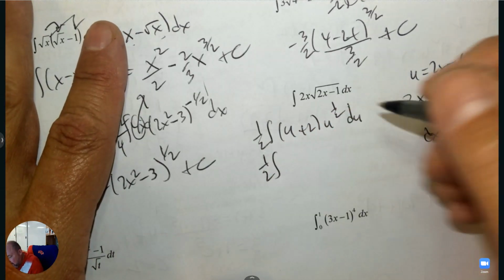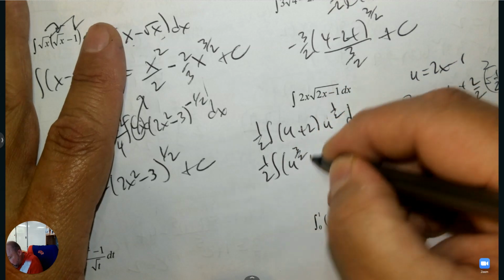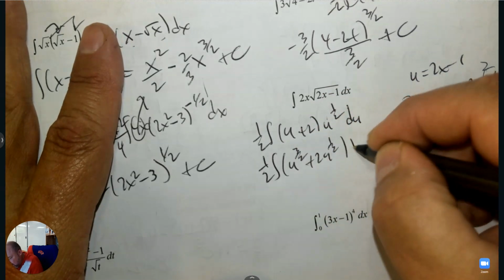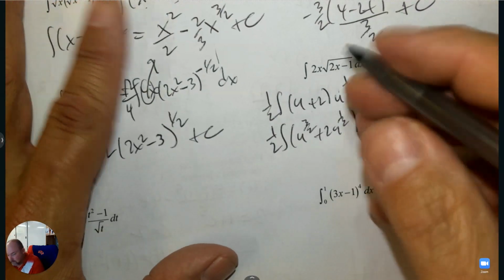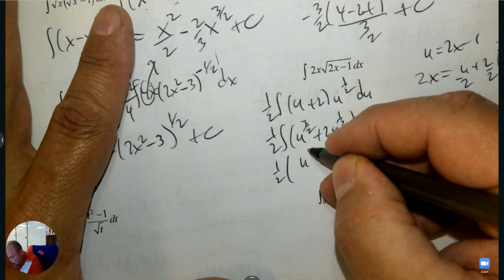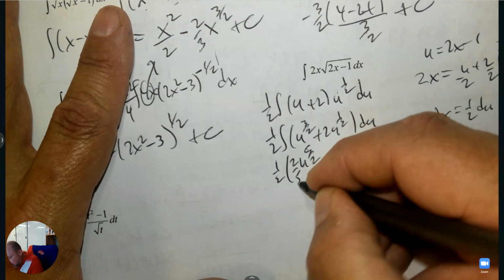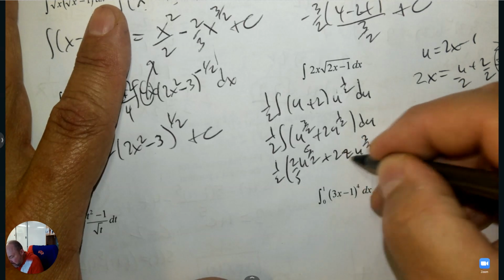And then I'm still going to distribute. So I'm going to add 1. That's 3 over 2 and just 2u to the 1/2. Then I'm going to add 1 and divide, or the reciprocal.